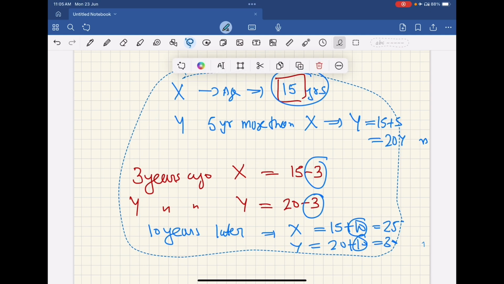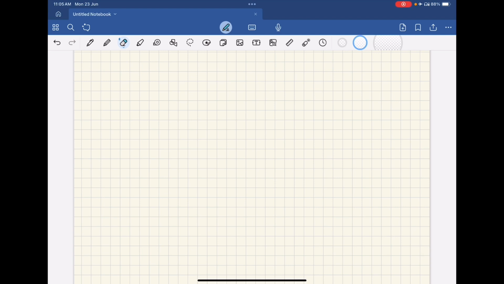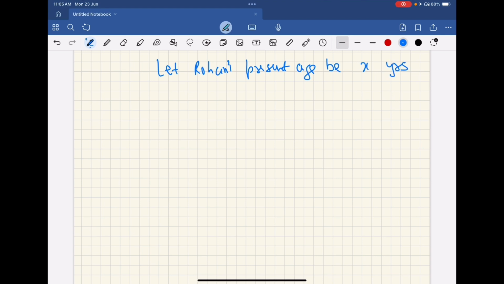Okay, so now let us move to the question. So the question, I'll again repeat and start forming the equation. It says Rohan's mother is 26 years older than him. So we will say let Rohan's present age be x years. Now his mother's age, according to the question, mother is 26 years older than him. So if Rohan is x years old, then his mother is x plus 26 years old. Okay.